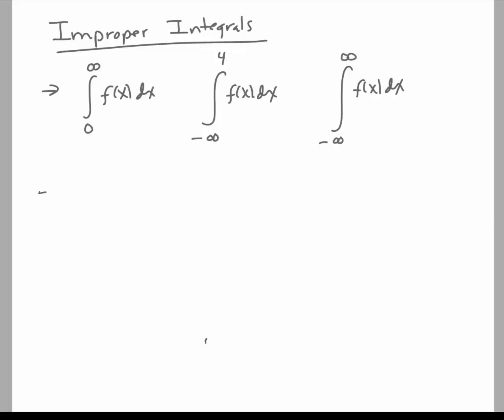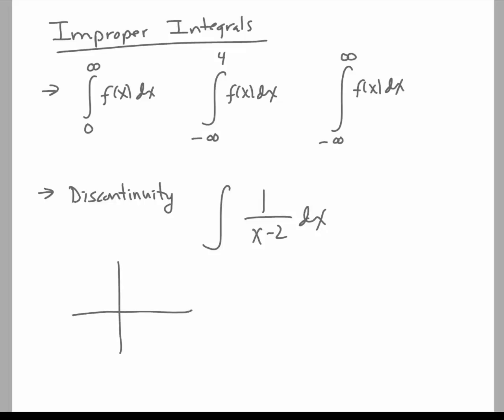Now another thing that could make an integral improper is if I have a discontinuity across the limits of integration. So for instance, I could be trying to integrate something, let's say like 1 over x minus 2 dx. Well, let's look at a quick graph. I have a vertical asymptote here at x equal 2 because the fraction is undefined at 2. And then basically my graph looks like this on either side.